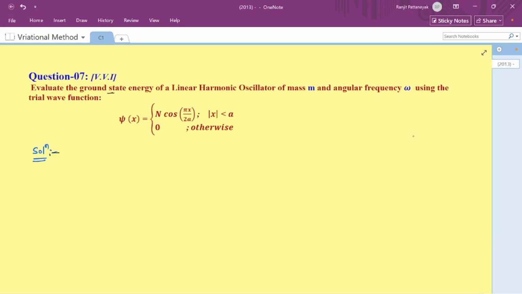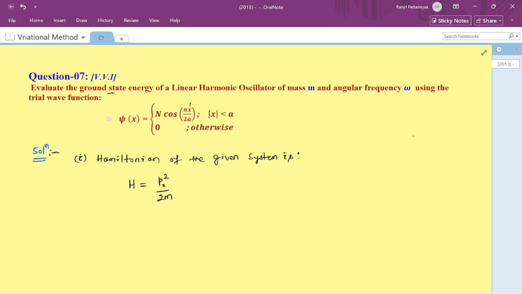Okay, so first we have to normalize the given trial wave function. Before that, we have to write the Hamiltonian of the system. According to the steps, the first step is the Hamiltonian of the system. The Hamiltonian of the given system is H equal to Px square by 2m, because it is a one dimensional harmonic oscillator.